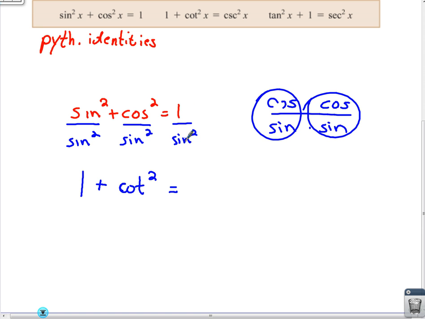And what's 1 over sine? That one is one of your reciprocal identities as well. Which one? Cosecant. So using my first Pythagorean identity, sine squared plus cosine squared is 1.